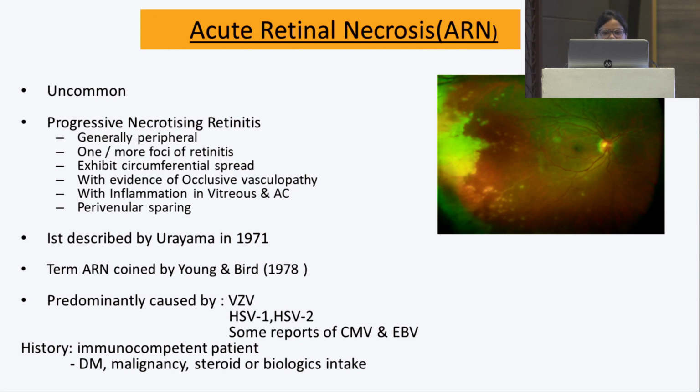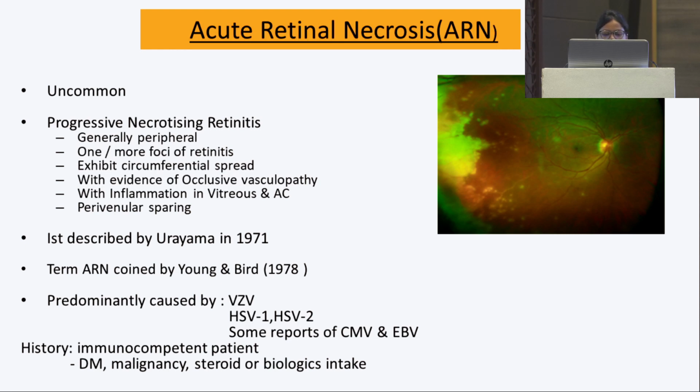Now, the second viral infection is acute retinal necrosis. It's a very uncommon entity and it's usually seen in immunocompetent individuals. However, it can also be seen in patients who have immunocompromised conditions. It basically presents with a peripheral retinitis. There will be multifocal peripheral retinitis patches along with occlusive vasculitis. There will be inflammation in the AC as well as in the vitreous, and there will be characteristic perivenular spreading, which gives a cracked mud appearance.